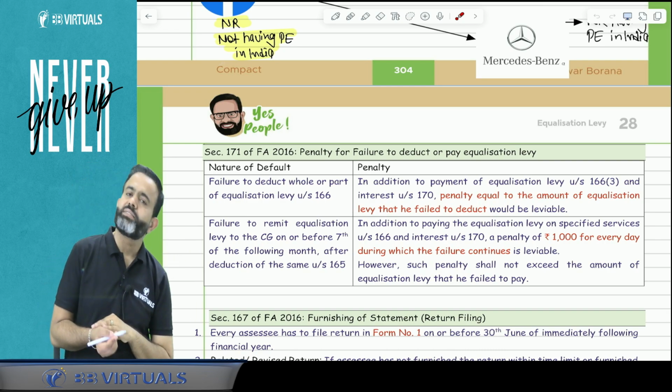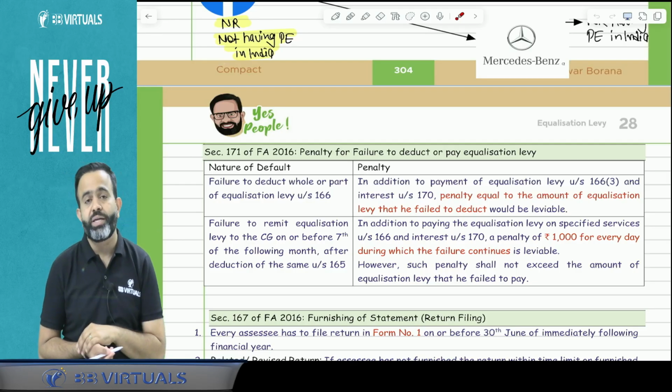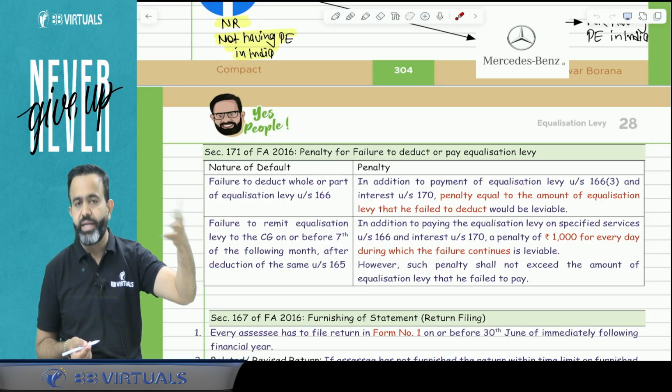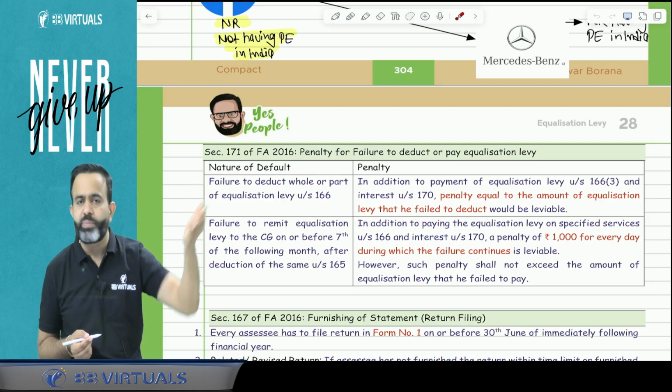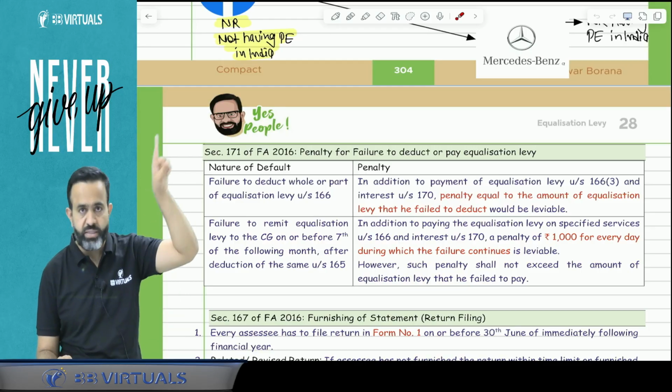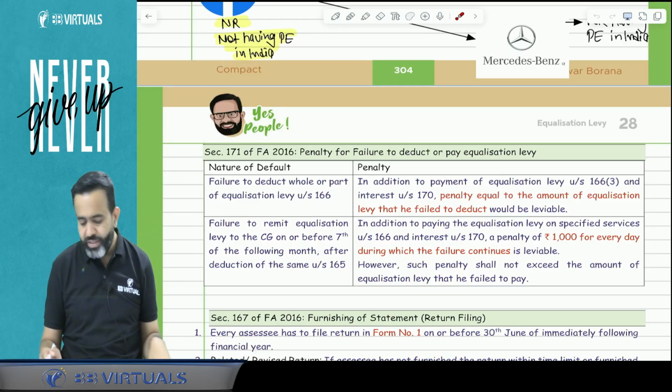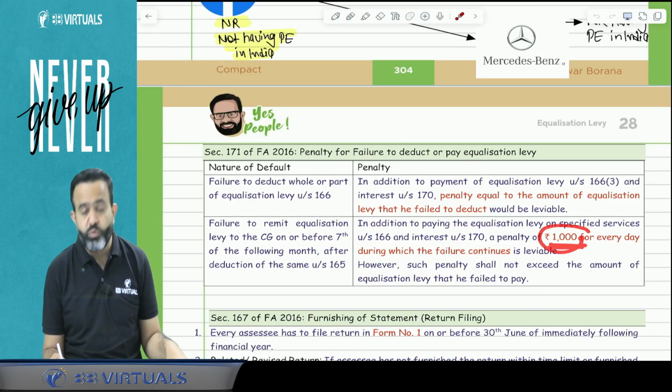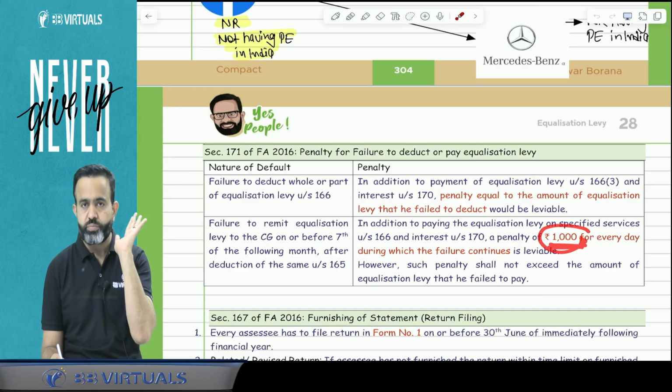One more point, guys. Suppose you have not deposited the equalization levy by the 7th of the next month, then you know that from the 8th of the next month, there will be interest of 1% per month or part of the month, given under section 170. And along with that, guys, there will be a penalty of 1,000 rupees for every day also.